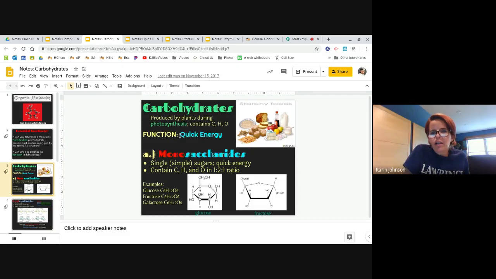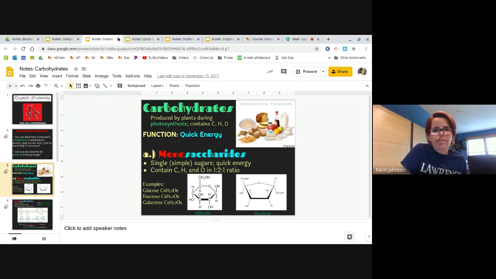So the function of the carbohydrates, those are your sugars and starches, and those are your quick energy. So if you have somebody who's going into diabetic shock, for example, and they have low sugar, you give them something that has sugar in it, like they say orange juice is good for somebody whose sugar is low, and it gives them that quick energy and helps them to start coming out of that diabetic shock. So carbohydrates are quick energy.